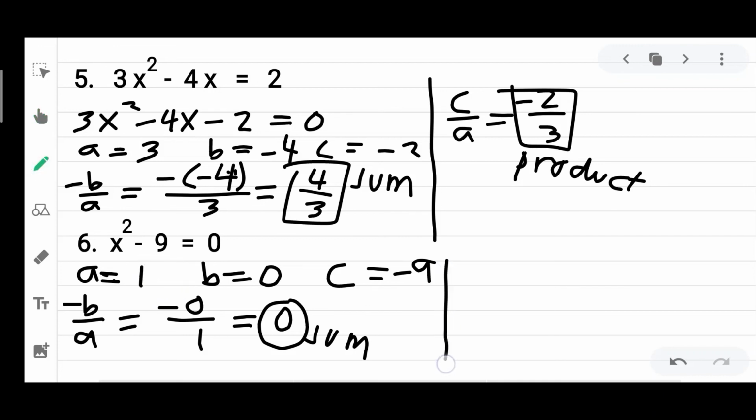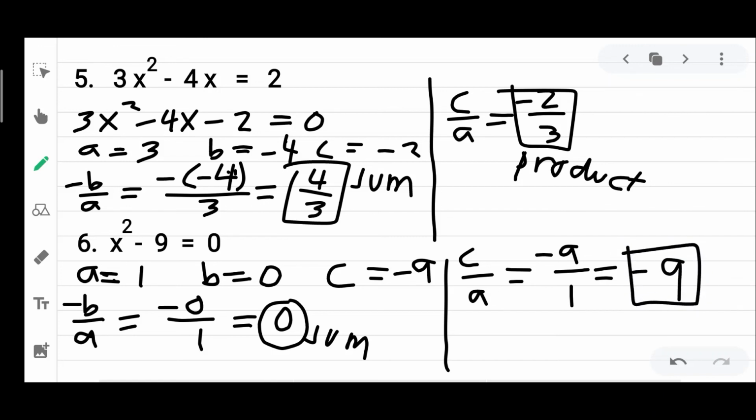So how about the product of the roots? So use the formula c over a. Yung c natin is negative 9 over, ano ba yung value ng a natin? 1. So negative 9 divide 1, the answer is negative 9. And this is our answer for the product.